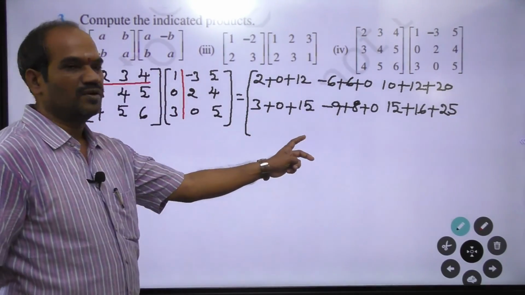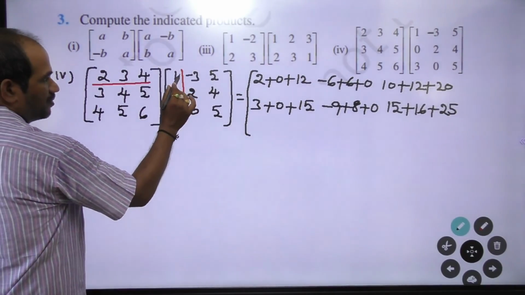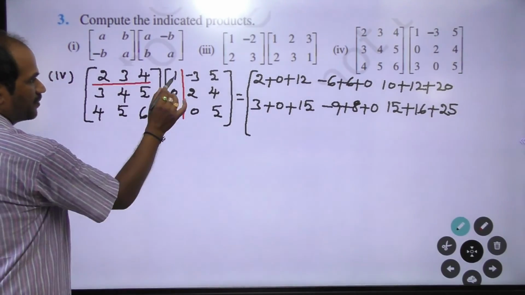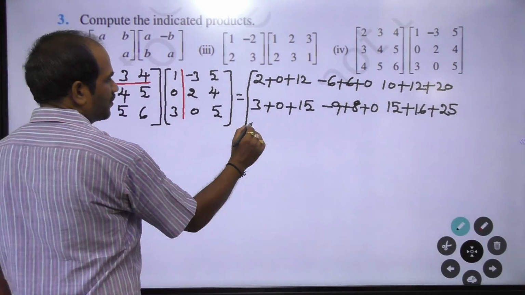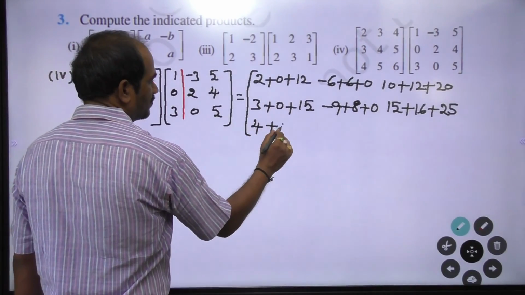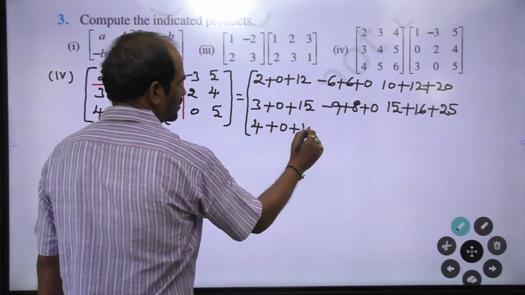Next, third row elements. Take third row, first column. 4 into 1 is 4. Next, 5 into 0 is 0. Next, 6 into 3 is 18.